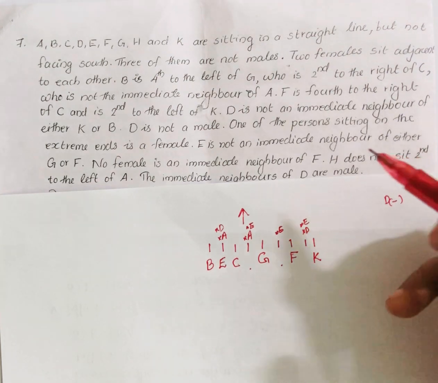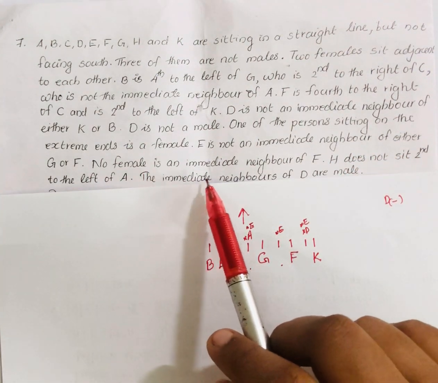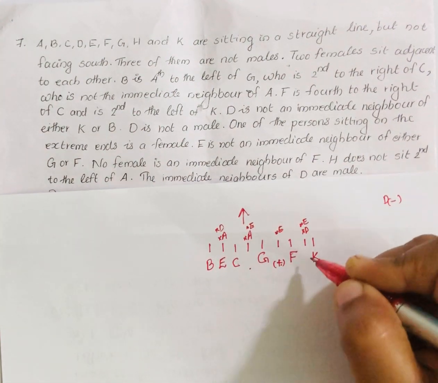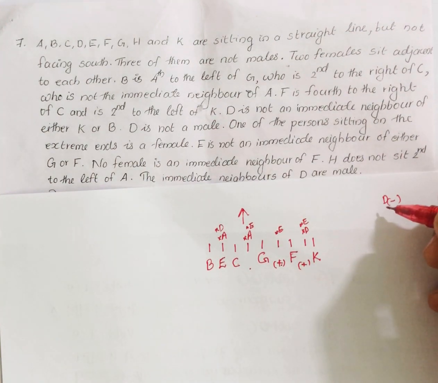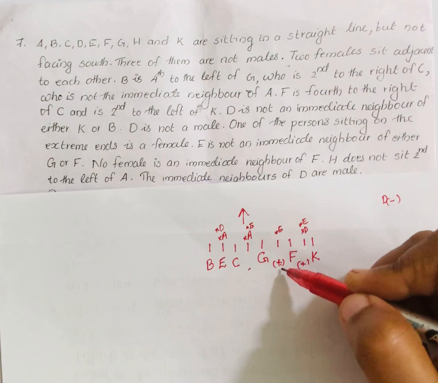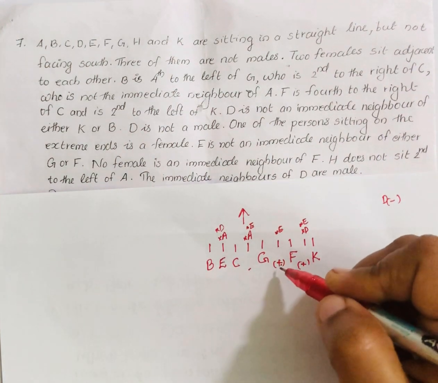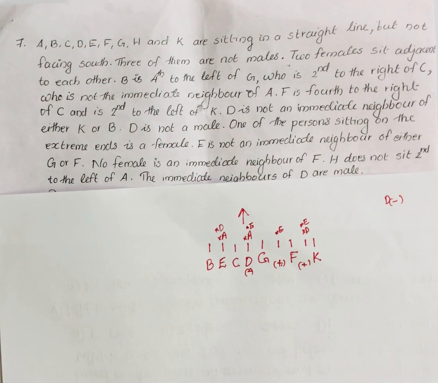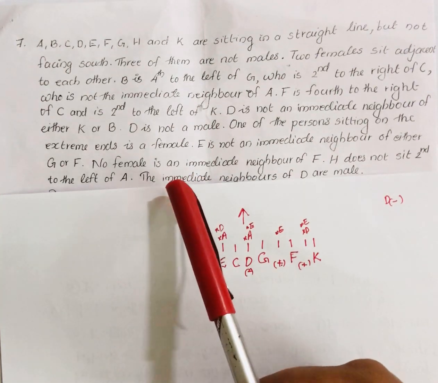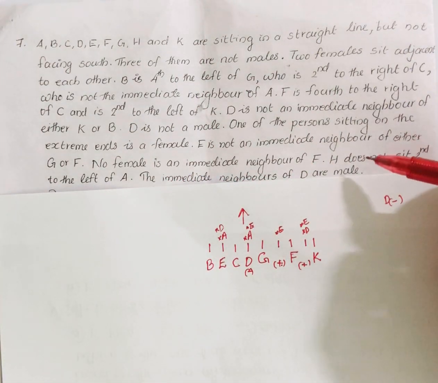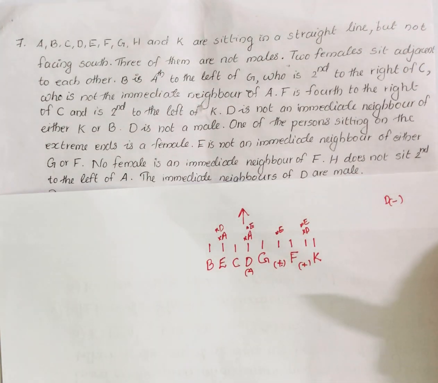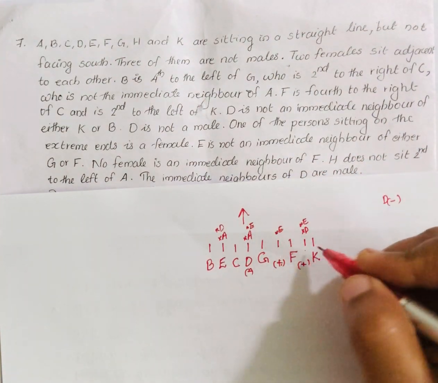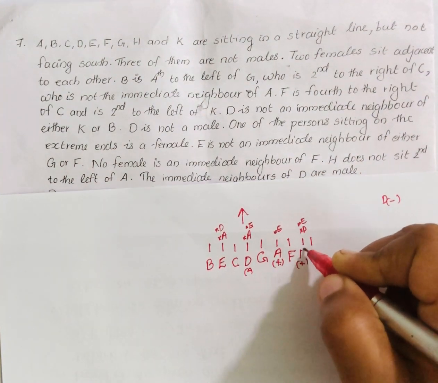And next condition, no female is an immediate neighbor of F. So females cannot be neighbors of F. So these two places become male members only. And here it is given the possibilities for D are this one and this one. And D is female. So D cannot be here, D here, and it is female. And the next condition, no female is an immediate neighbor of F, we already applied. Then H does not sit second to the left of A. These two are the remaining places. H is not second left of A means H can be on the right side. So A is here, H is here.